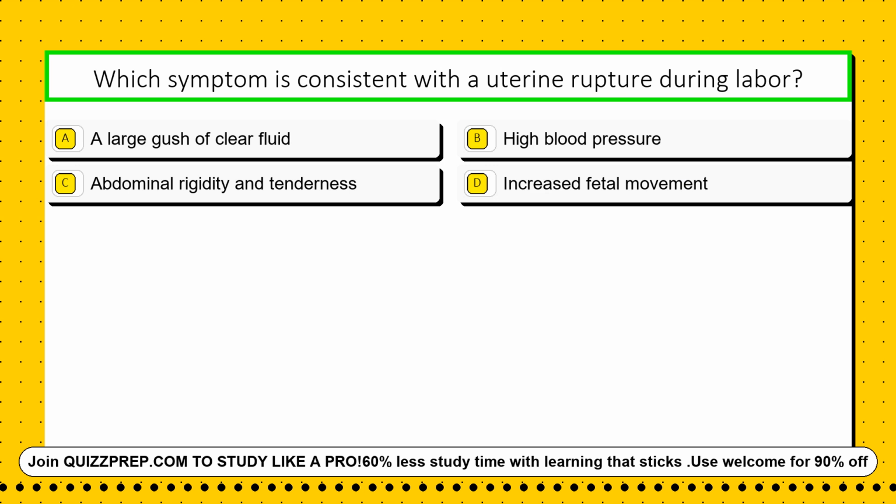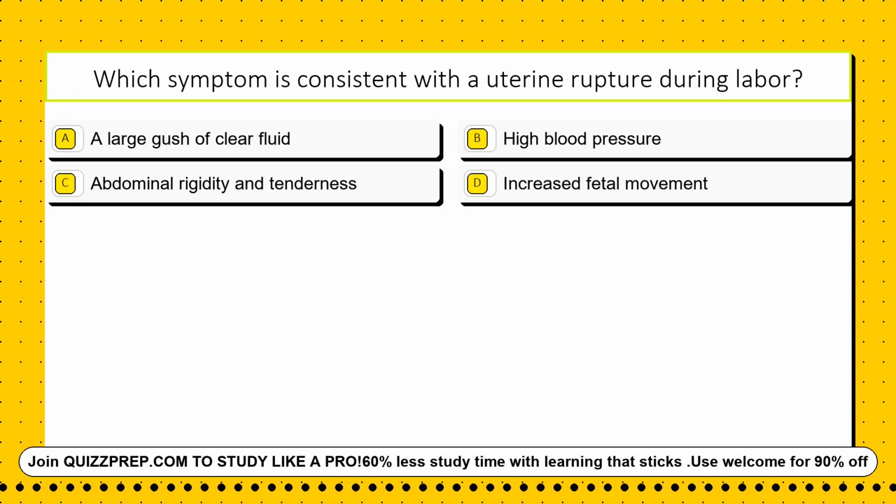Question 92. Which symptom is consistent with a uterine rupture during labor? Option A. A large gush of clear fluid. Option B. High blood pressure. Option C. Abdominal rigidity and tenderness. Option D. Increased fetal movement.